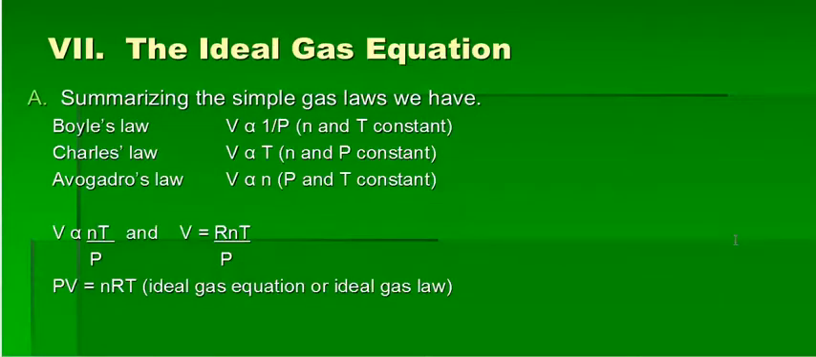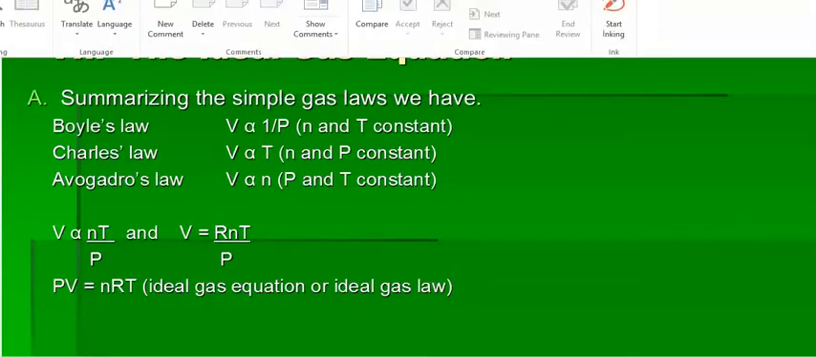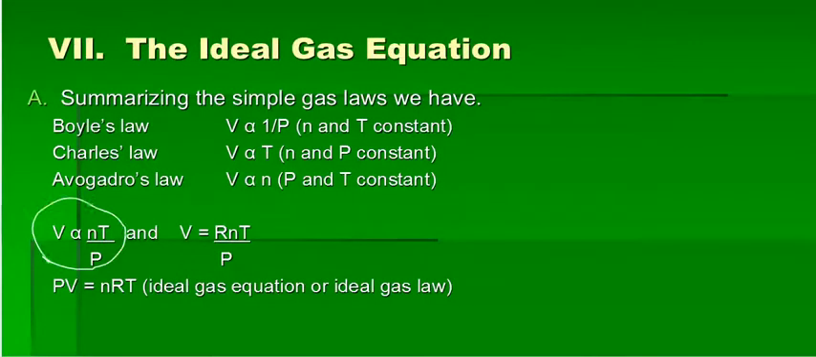Now we get to the ideal gas equation. If you summarize all the gas laws, we have Boyle's, Charles's, and Avogadro's, and we can combine those into one gas law. And again, we don't like this proportionality here, so V is proportional to nT over P. We want to get an equal sign. In order to get an equal sign, we have to incorporate a proportionality constant, which we're going to call R. The way we're used to seeing the ideal gas law is PV equals nRT.